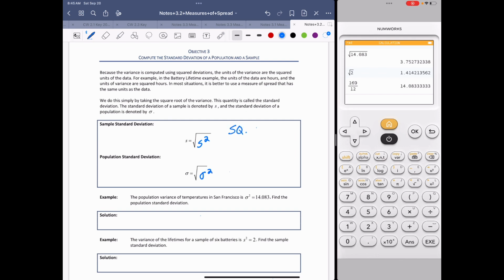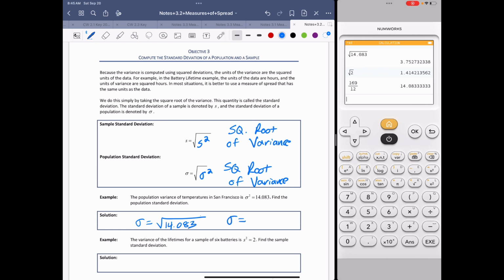I'm going to take the square root of the variance. And same thing here, the square root of the variance. And here's our population variance of San Francisco. I want the standard deviation. So what the standard deviation is going to be is just the square root of 14.083.